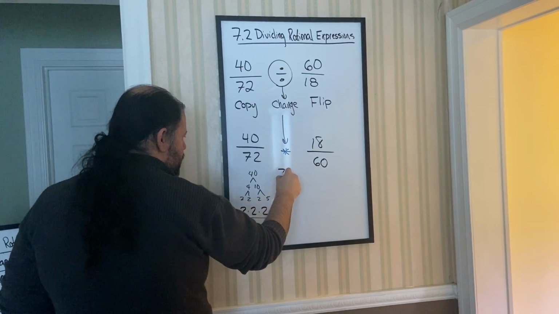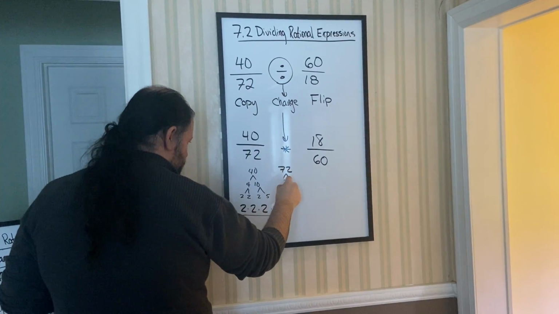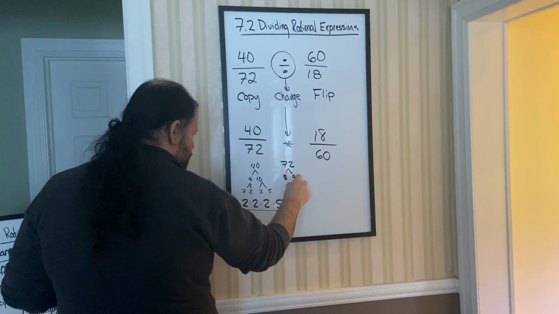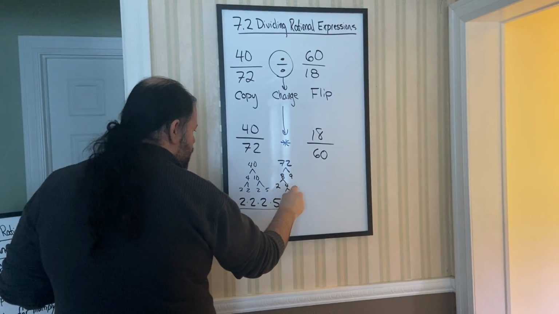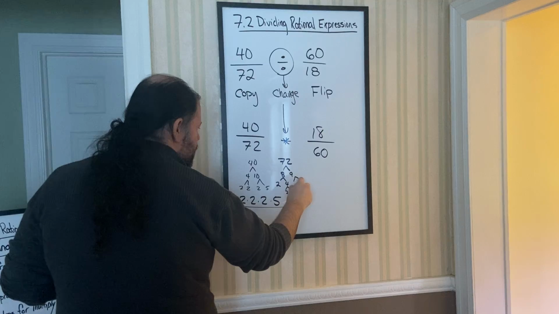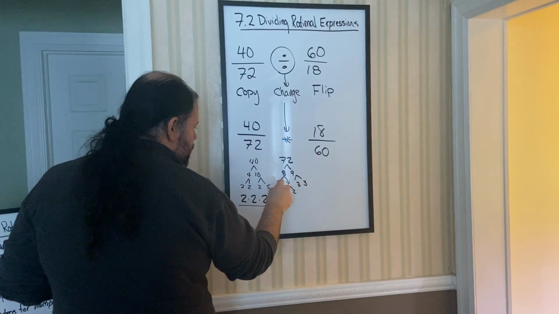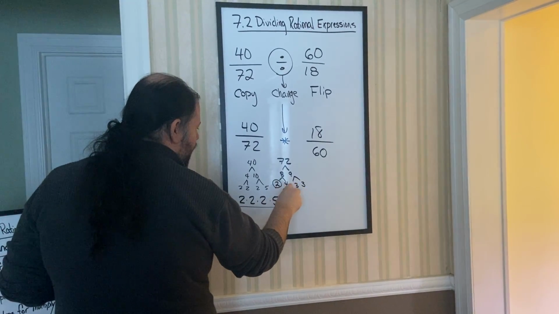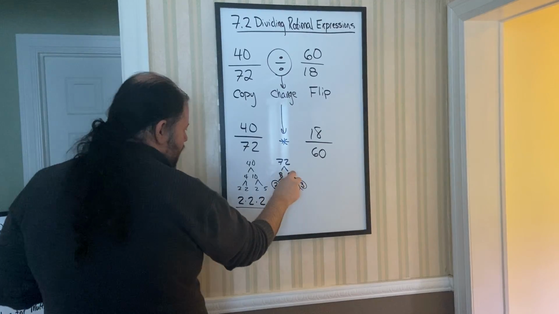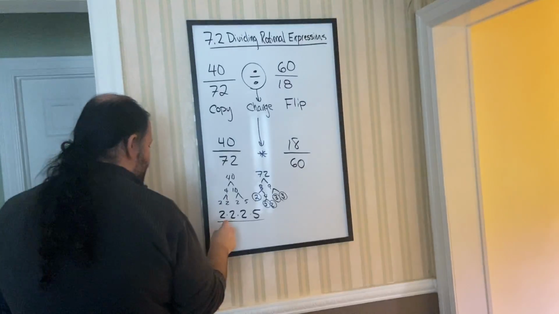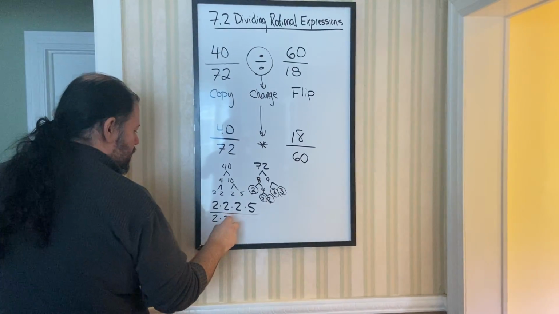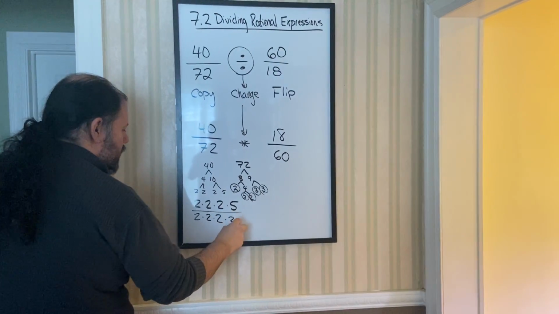72, again, if you don't know it, do a tree diagram. 8 times 9. 8 is 2 and 4. 4 is 2 and 2. 9 is 3 and 3. And so remember, I'm just trying to get all prime numbers. Remember, I didn't stop at 8 or 9 or 4 because you can still break them down to what are called composites. So we get 3 2's and 2 3's.